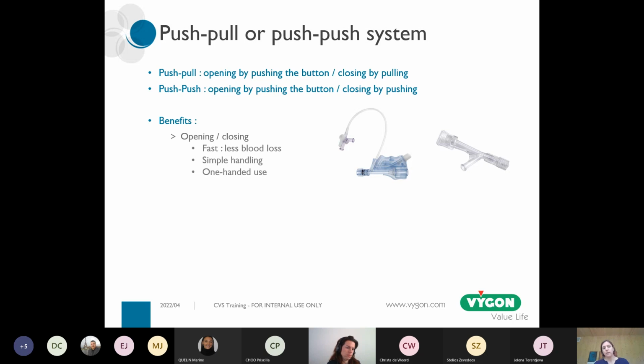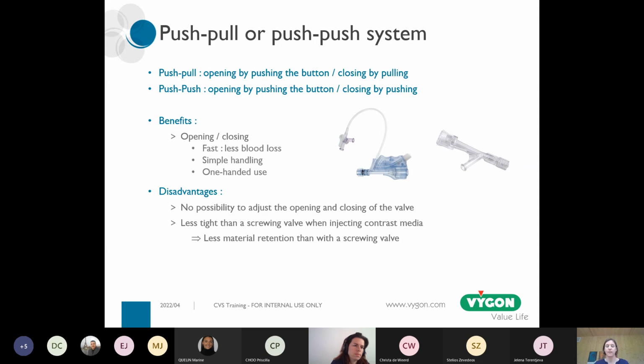The opening and the closing is very fast, so you have less blood loss. It is simple to handle and you can use it with one hand. But there are disadvantages. You do not have the possibility to adjust the opening and the closing of the valve. You can just open and close. And the closing is less tight than a screwing valve. So when you inject the contrast media, the material can move a little.